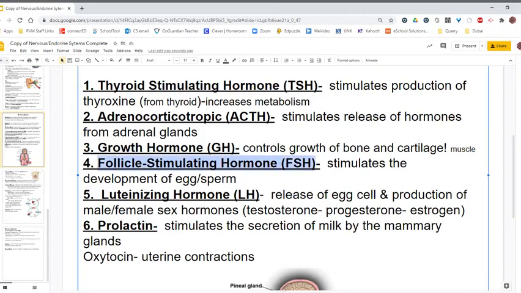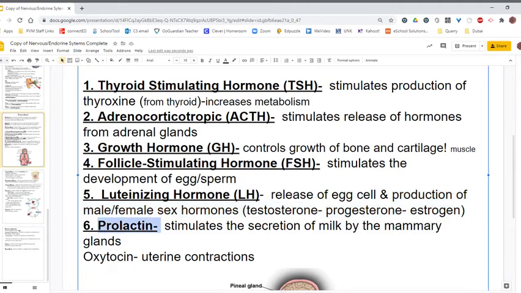The next on this list is follicle stimulating hormone, or FSH. This is important in the reproductive system because it causes the development of egg and sperm. Luteinizing hormone, or LH, causes the release of the egg during the female menstrual cycle, and it also stimulates the production of male and female sex hormones. That's going to include testosterone, progesterone, and estrogen.